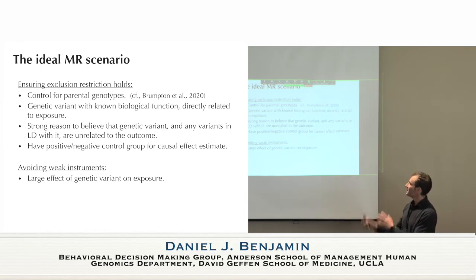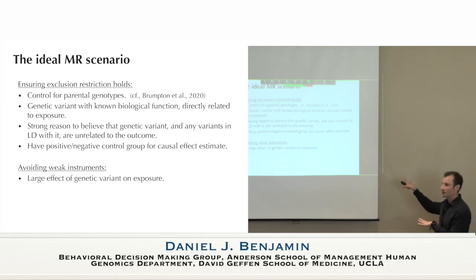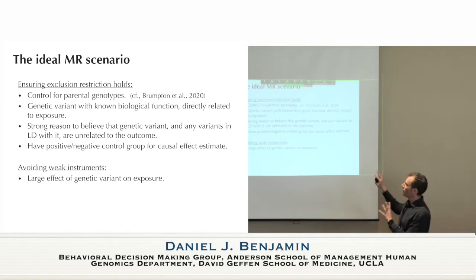Okay, so this is the ideal. There's never been a Mendelian randomization study satisfying these ideal conditions. In particular, controlling for parental genotypes has almost never been done. But I think this is what you should have in mind when you're evaluating a study. Have the concerns in mind, have this kind of ideal scenario in mind, and try to think about how well the study stacks up against this ideal, and it could be more or less persuasive.